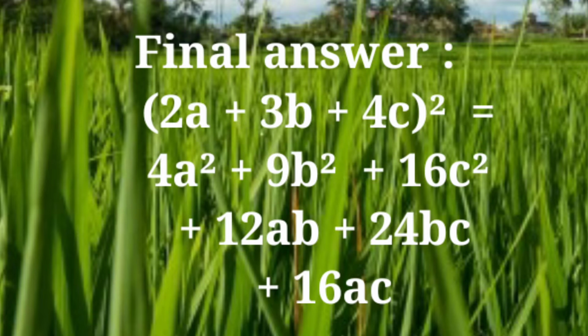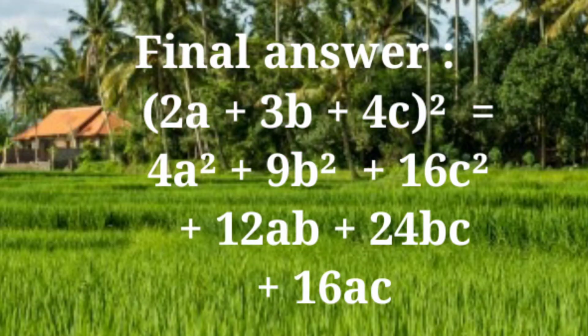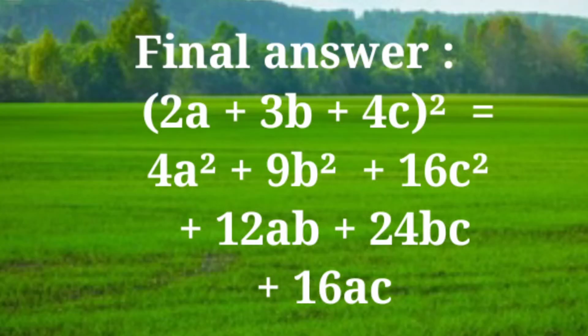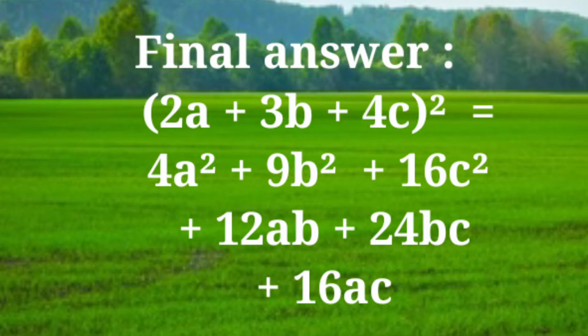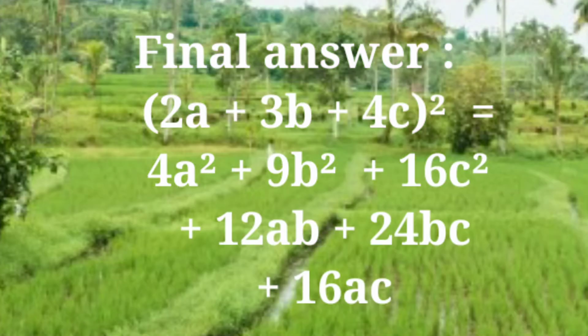(2a + 3b + 4c) squared equals 4a squared plus 9b squared plus 16c squared plus 12ab plus 24bc plus 16ac.